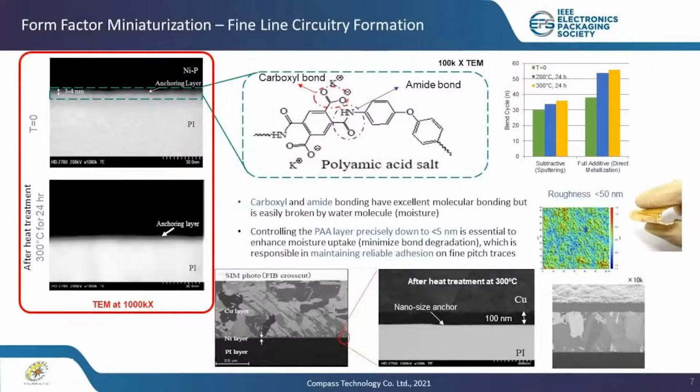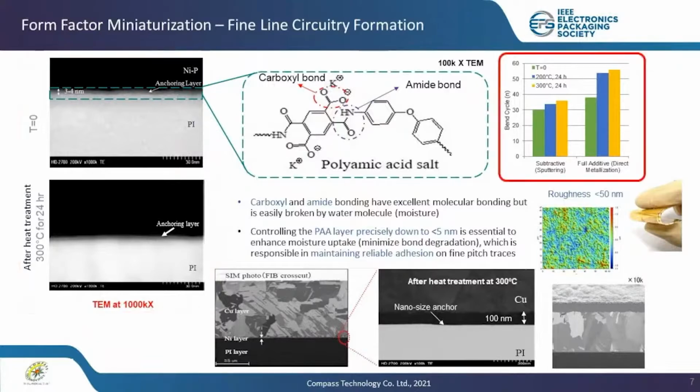The material produced by this technique is able to withstand heat treatment even at a temperature of 300 degrees Celsius, despite it being hydrophilic. This is because of the ultra-thin PAA layer that allows rapid moisture uptake, preventing molecular bond degradation. As a result, a robust bond can be achieved by using this technique to produce fine circuitry.